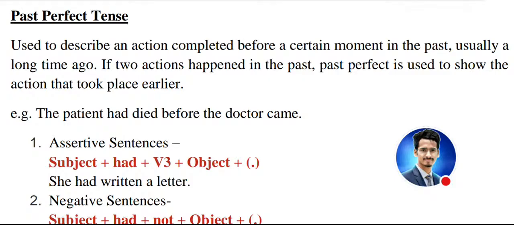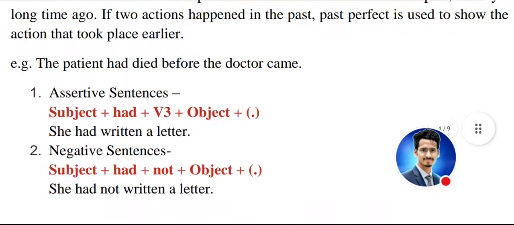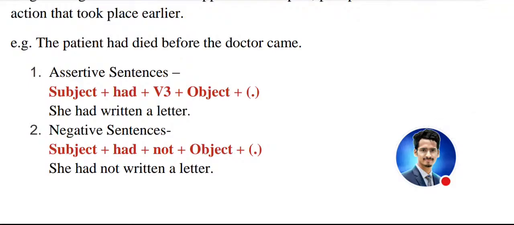If there are two actions, not one action, two sentences, that happened in the past, then past perfect is used to show the action that happened earlier, that happened first. So past perfect is used for the incident, the action, the sentence which happened first or earlier. Okay, so you can see the rules, and you just have to note down this structure, then you can make any sentence whatever you want to make.